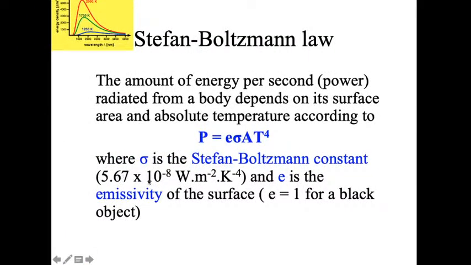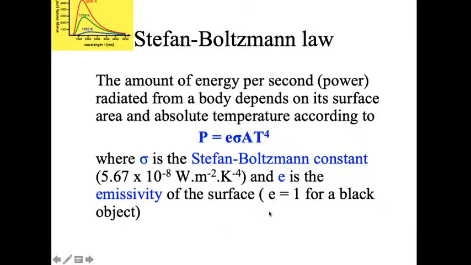Right, just what we have here. So we need to be able to navigate our formula sheet to find our Stefan-Boltzmann constant. We also have to remember what this lowercase e is. So that's the emissivity of the surface. So it'll be 1 for a black body like the Earth or the Sun.